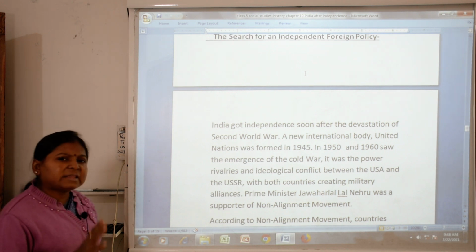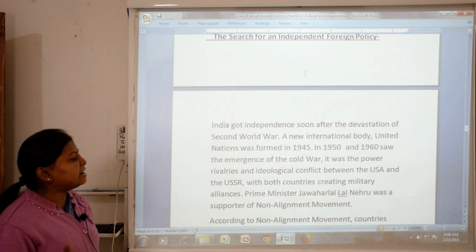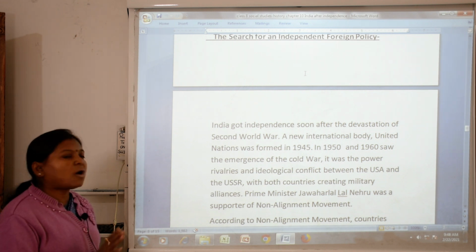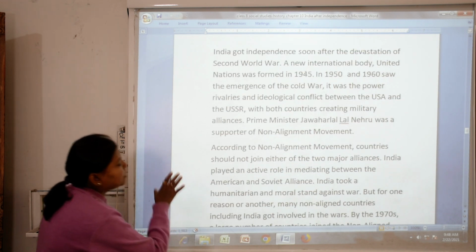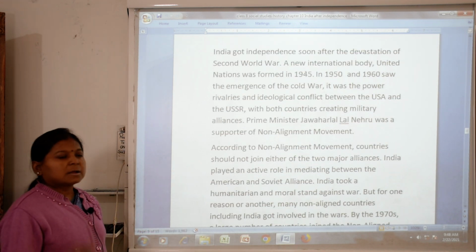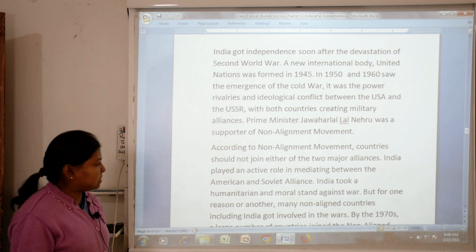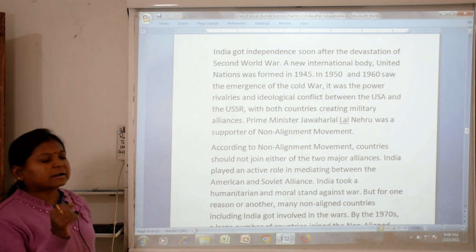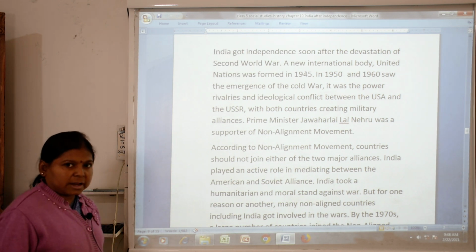With both the countries, they are creating military alliance. So, Prime Minister Jawaharlal Nehru was a supporter of the non-aligned movement. What does this non-aligned movement mean? According to this movement, countries should not join either of these two major alliances. So, India played a very active role in mediating between the American and Soviet alliances.